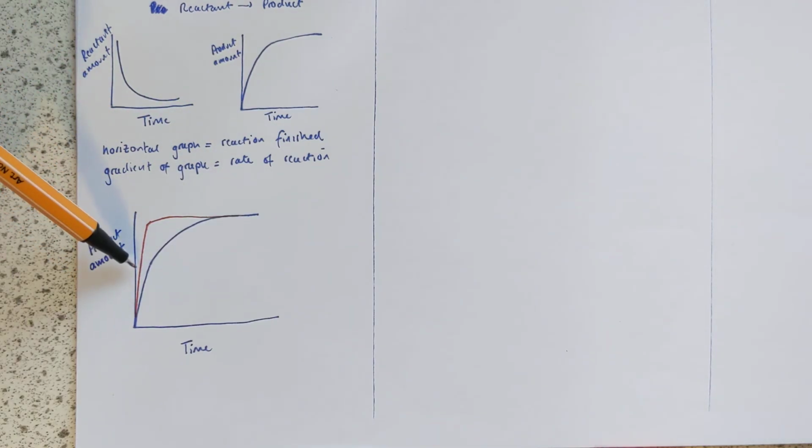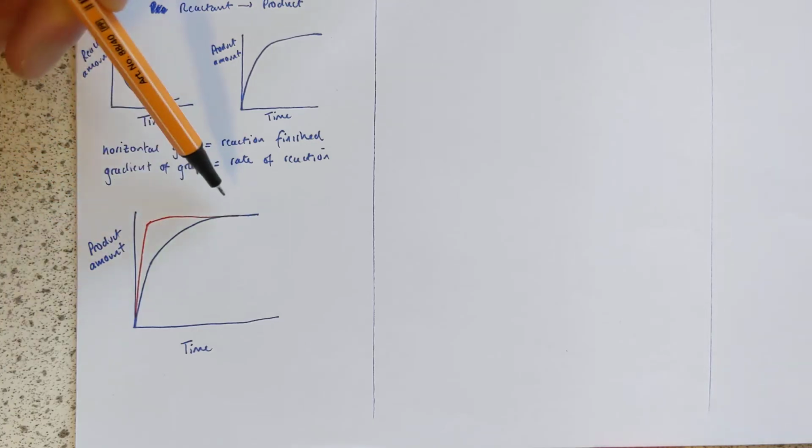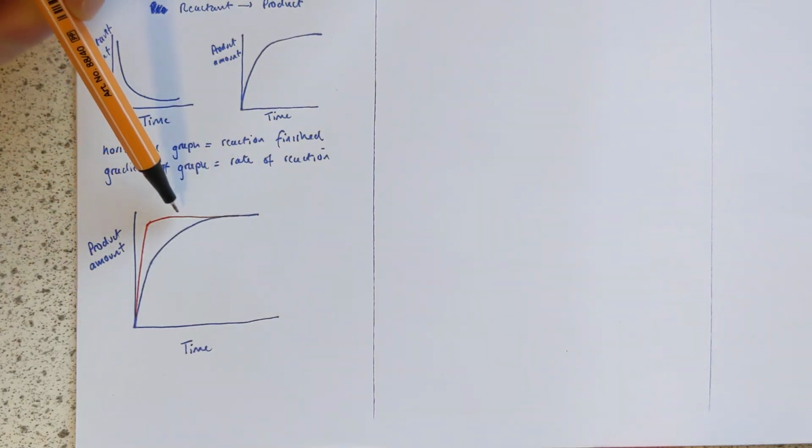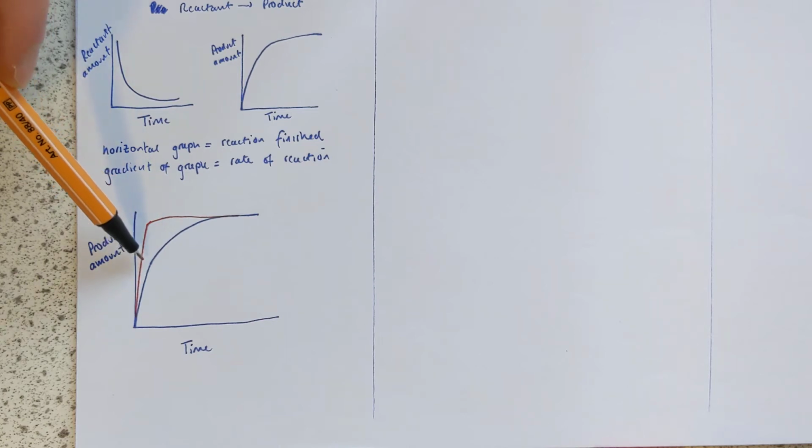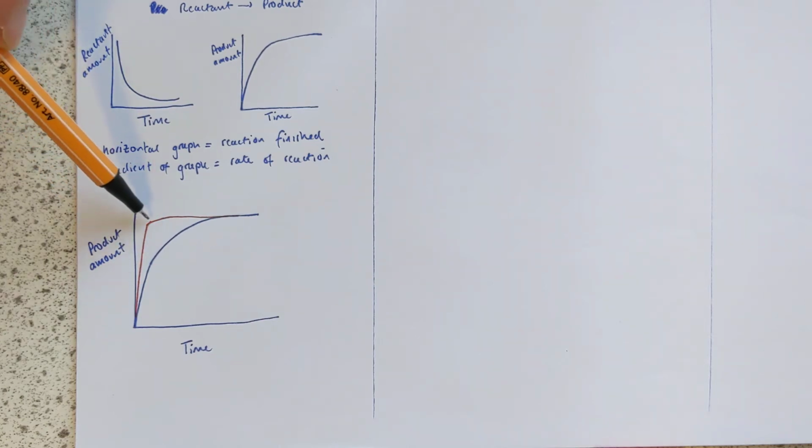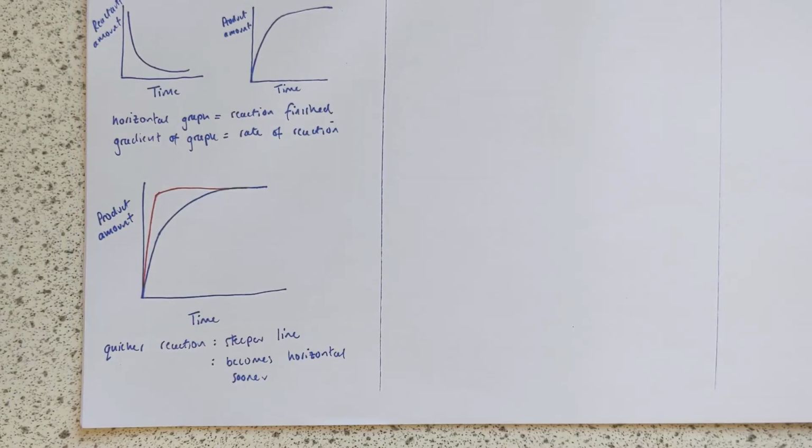It's gone steeper at the start, so we've got a higher gradient here, and also it has leveled off horizontally at a shorter time. These two facts, the steepness and the point at which you become horizontal, show me that this reaction in the red line has taken place much more quickly than the reaction with the blue line. So we'd say the quicker reaction has a steeper line in general and also becomes horizontal sooner.